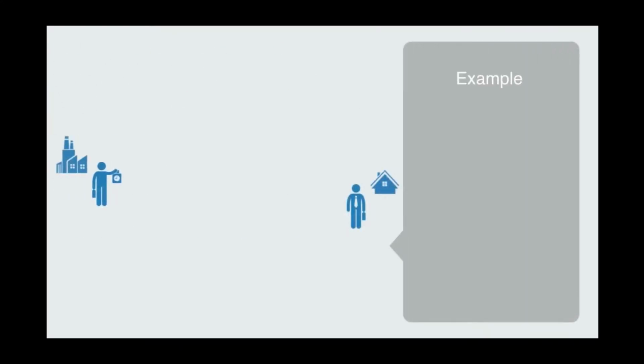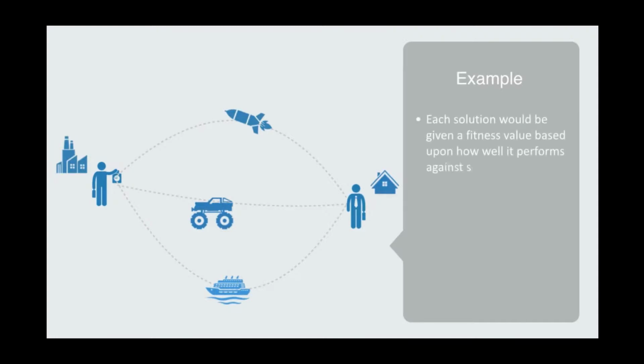For example, the challenge might be commuting to work in the morning. There are many different strategies we could take, from flying, to possibly swimming, to driving our car, or taking the bus. We could then create a fitness landscape to represent this, where each one of these solutions would be given a fitness value based upon how well it performs against some measurement of success, such as time or cost.